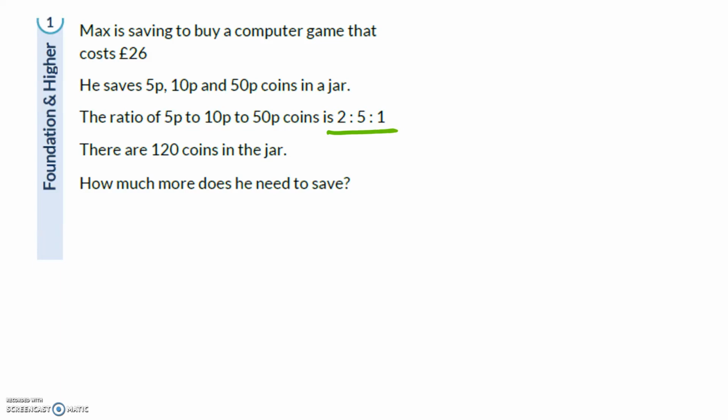Okay, so we're just going to focus on the part of the question that's trying to work out how many of each coin type there are. How many 5p coins, how many 10p coins, how many 50p coins there are in the jar. Okay, and we're going to start with our 2 to 5 to 1 ratio here.